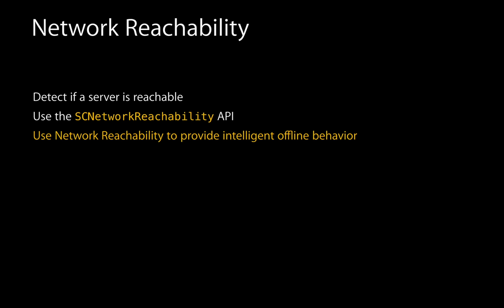Network reachability allows you to provide intelligent offline behavior without having to send a request and time out and things like that. You know up front that the network, or your particular server actually, is not reachable, and you can take the appropriate action.